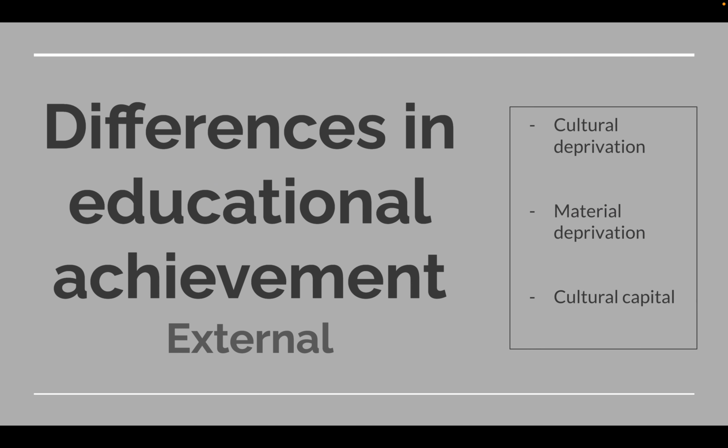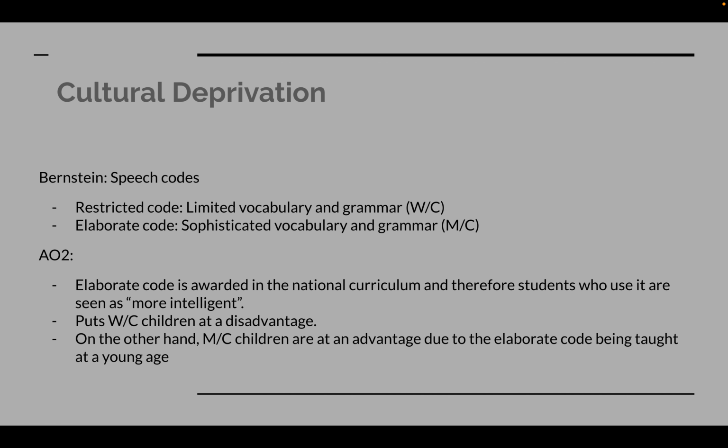So we're going to start with differences in educational achievement, the external factors. On the right, we can see the 3 different topics that this is split up into. This is also done in the textbook. It is split into cultural deprivation, material deprivation, and cultural capital. So to begin with, cultural deprivation.